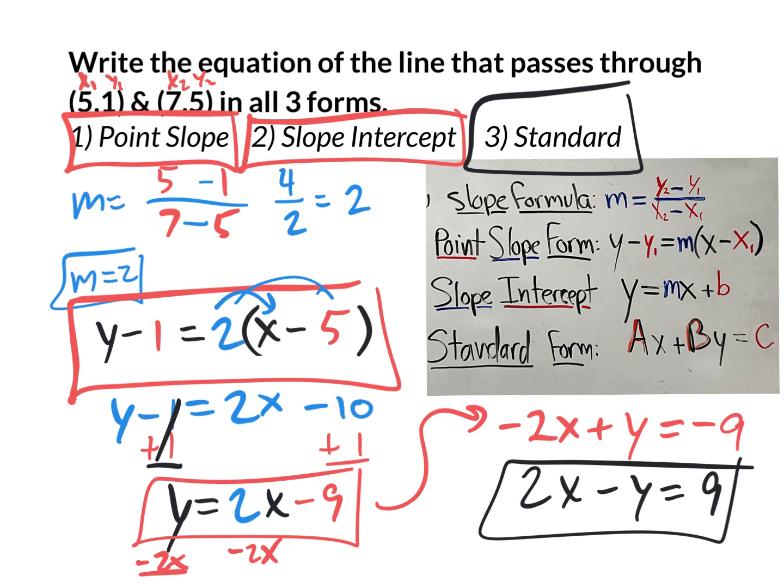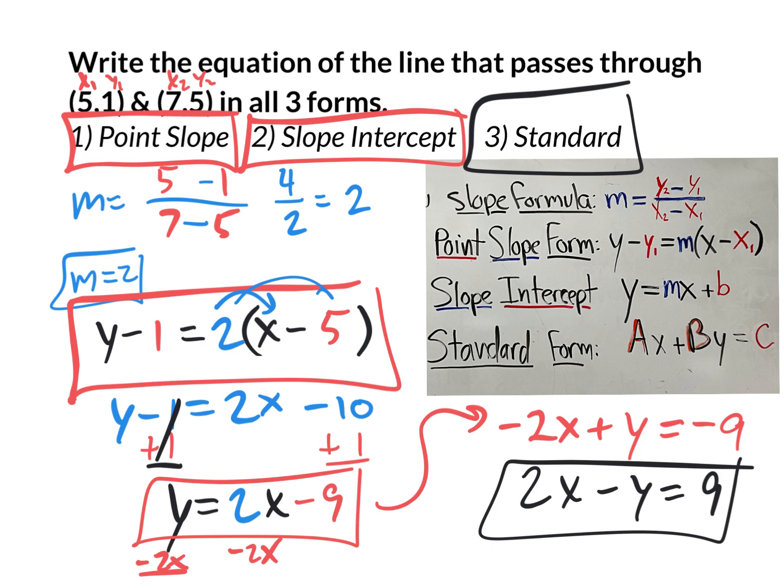Now, I need you to understand that most questions are going to be a lot faster, a lot easier, because I'm not going to ask you to write it in all three forms. I may just give you the point and a point and tell you write it in point-slope form. You're done right here. Or I may tell you write it in slope-intercept form, okay? Point, point, do the slope, write it in point-slope form, and then change it to slope-intercept, and then you're done right there. So most of the time, it'll be faster than this, okay?